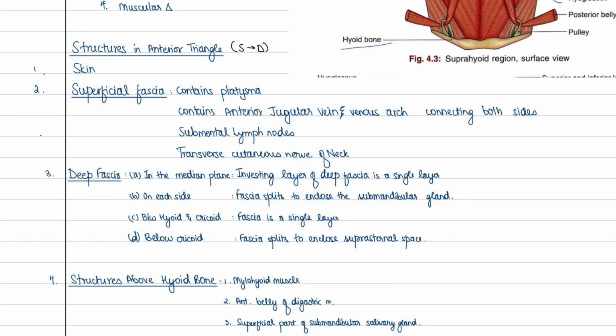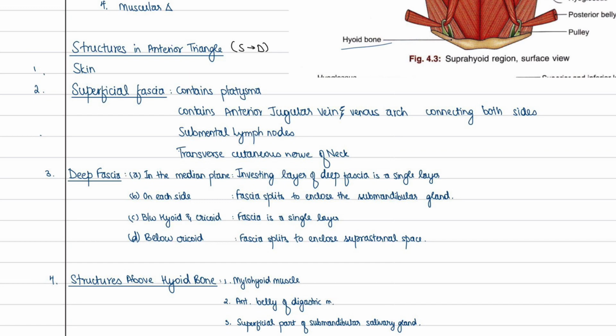Now let's discuss the structures in the anterior triangle, and we'll go systematically from superficial to deep. So let's first discuss the subheadings. We have the skin, below which we have the superficial fascia, the deep fascia, and the structures below this are divided as structures above the hyoid bone and structures below the hyoid bone.